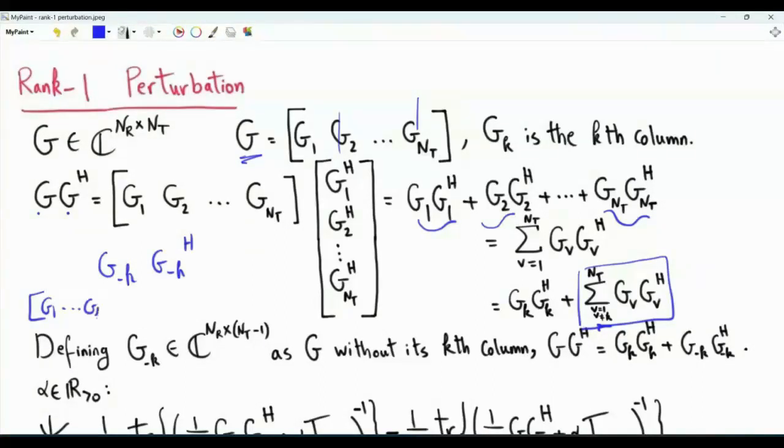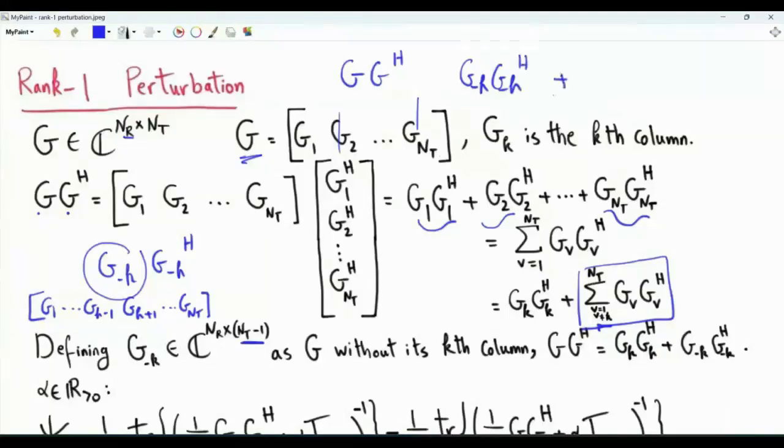So this is G1 to G_k minus 1. The column G_k is eliminated, and then we have G_k plus 1 to G_NT. The matrix G_minus_k has NR rows, but the number of columns is NT minus 1. The difference between G G Hermitian and G_minus_k G_minus_k Hermitian is this rank 1 matrix.